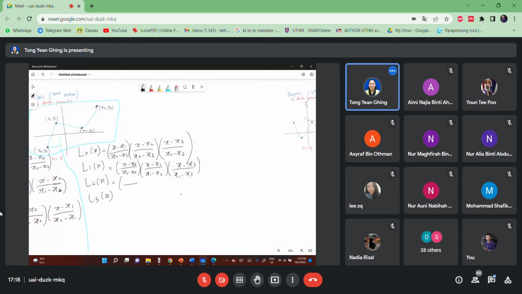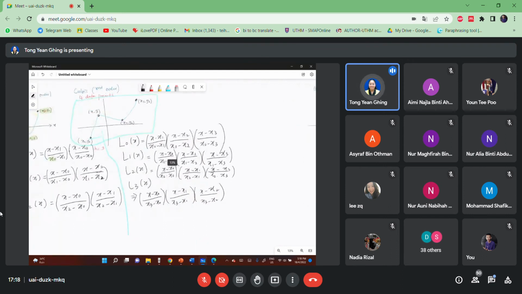And then continue with this one. This one, x2 minus x naught, x minus x naught; x2 minus x1, x minus x1; x2 minus x3, x minus x3. And this one, x3 minus x naught, x minus x naught; x3 minus x1, x minus x1; x3 minus x2, x minus x2. Like this. Boleh? Boleh faham ke?